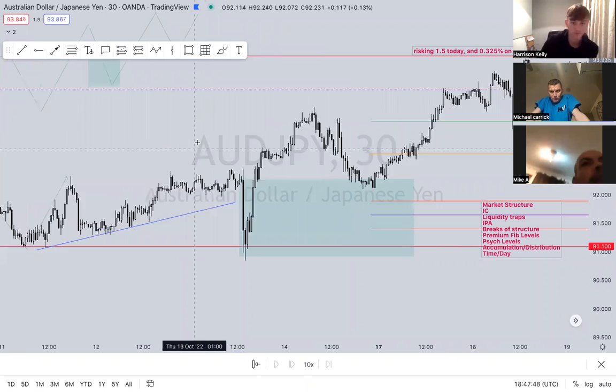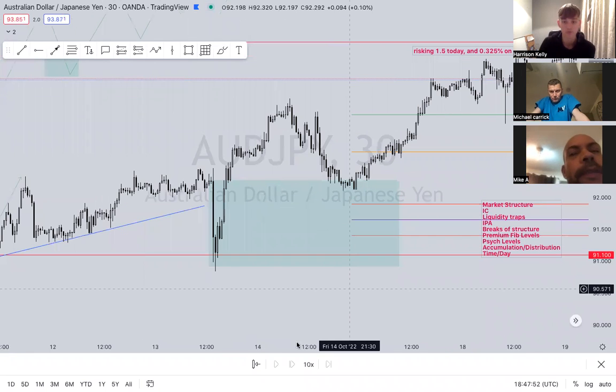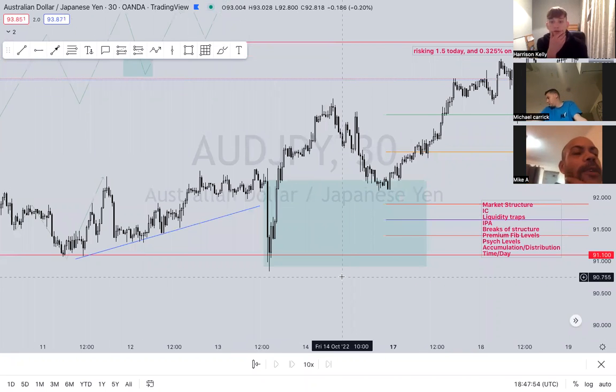So I don't know if any of you guys, if you haven't got... sorry, Harrison. If you haven't got a clean psychological level and you've got an IC candle that you're looking at as a possible entry, do you prefer to go from the wick, or do you prefer the 50% level of the IC candle as your entry, or do you go from the bottom?